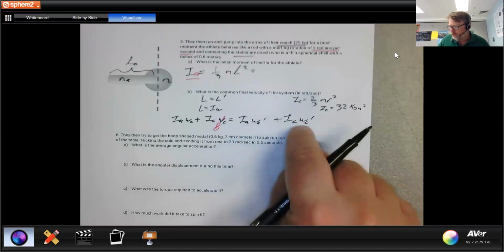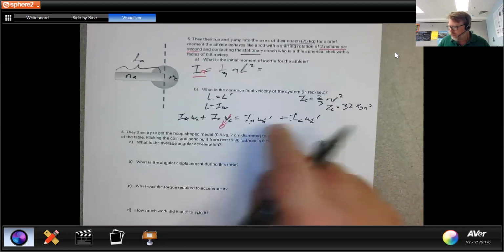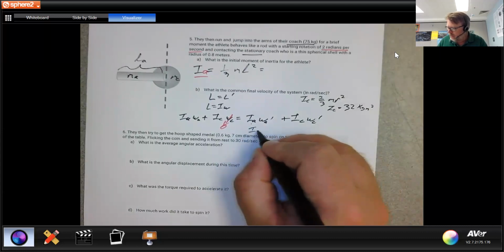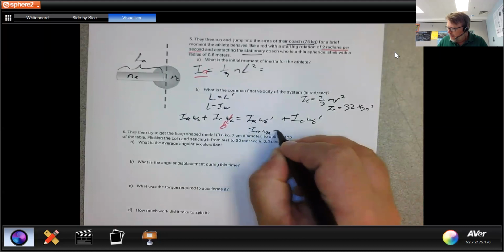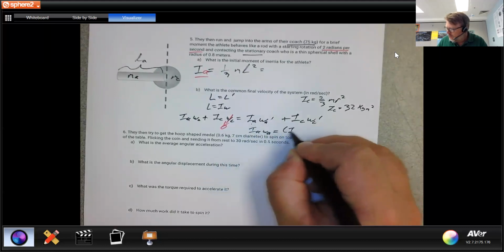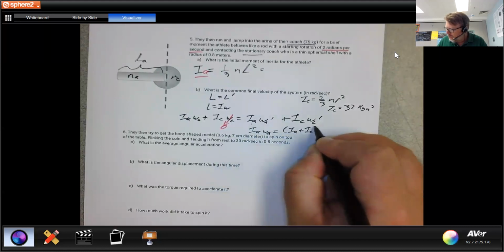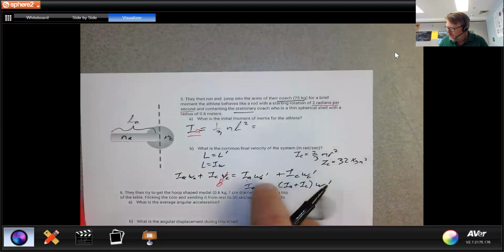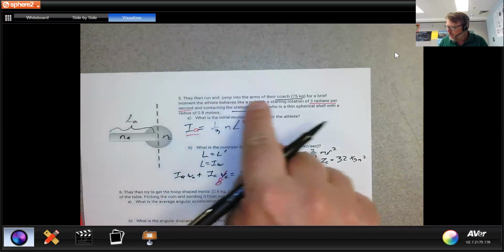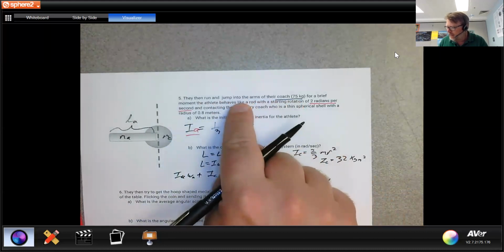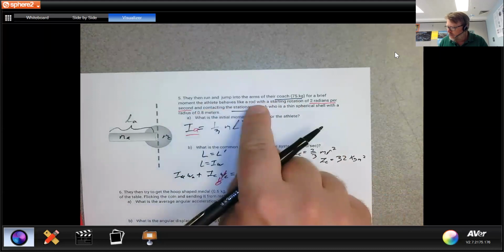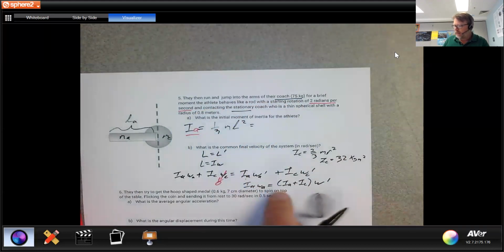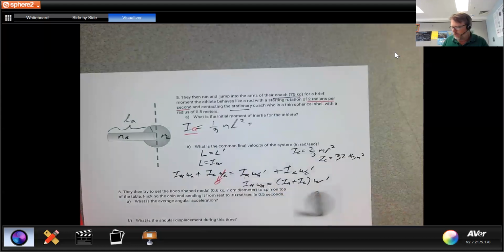And then of course, we're trying to solve for these because these two are equal to each other. So you should have something that looks something like this, equals. Because they run and jump to each other's arms, so they're going to stick together. One's a rod, one's a spherical shell. And like I said, they're sticking together, which is what we're seeing here.